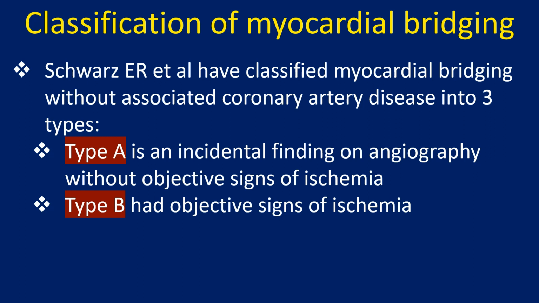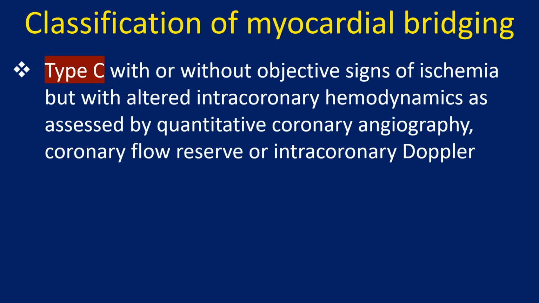Type A is an incidental finding on angiography without objective signs of ischemia. Type B had objective signs of ischemia. Type C with or without objective signs of ischemia but with altered intracoronary hemodynamics as assessed by quantitative coronary angiography, coronary flow reserve or intracoronary Doppler.